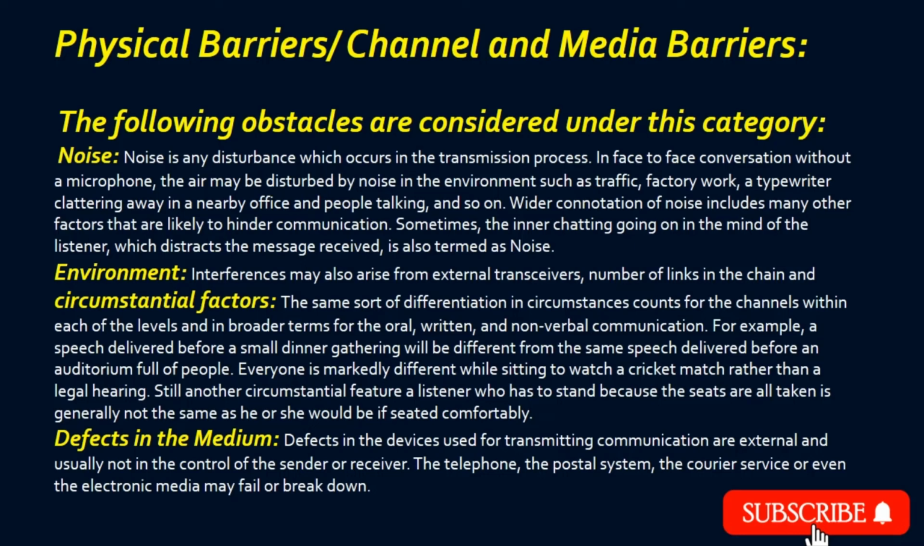Then defects in the medium. What are the defects we can find in the medium? Devices used for transmitting the communication are external and usually not in the control of the sender or receiver. The telephone, the postal system, the courier service, or even the electronic media may fail or break down sometimes to pass the message in a proper way. So these are the physical barriers.